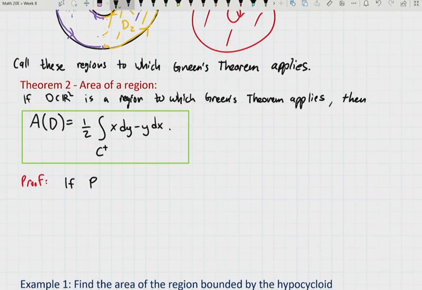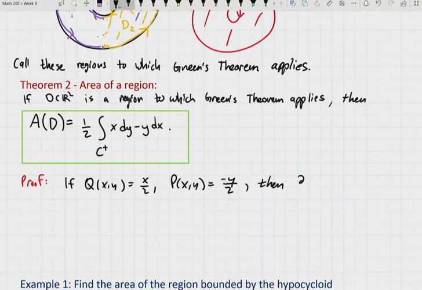If Q of x and y is x over 2, and P of x and y is negative y over 2, then dQ/dx minus dP/dy is equal to 1. Right? It's a half plus a half, which is 1.